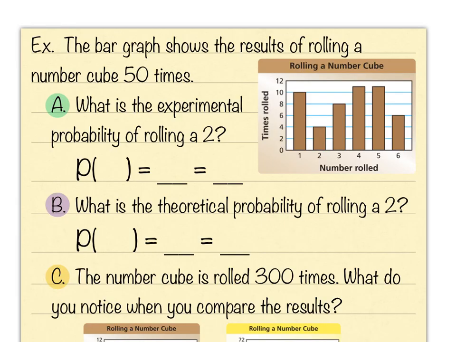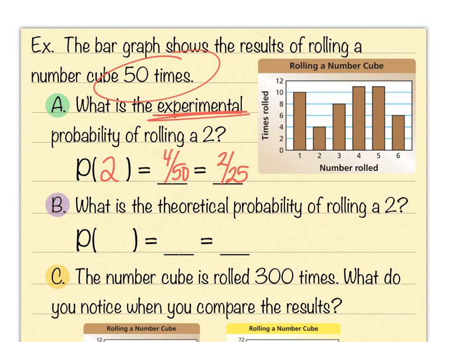All right, so the last thing we're going to do is I'm going to show you the difference between theoretical and experimental probability. And so we have a number cube, which is a 6-sided die that's been rolled 50 times, and the results are on this brown chart here. It says, what is the experimental probability of rolling a 2? So the probability of rolling a 2 based on the experimental probability, based on our observations, is that we rolled 4 2s out of the 50. Which I know they rolled 50 times. And so that's going to reduce to 2 over 25.